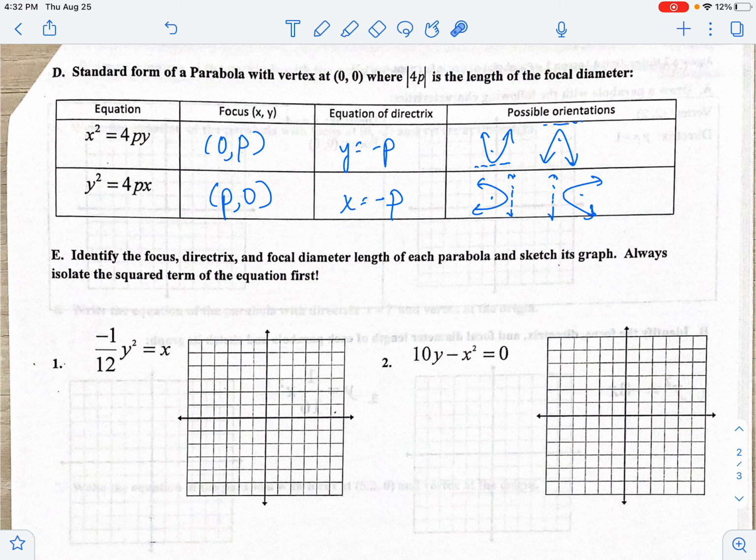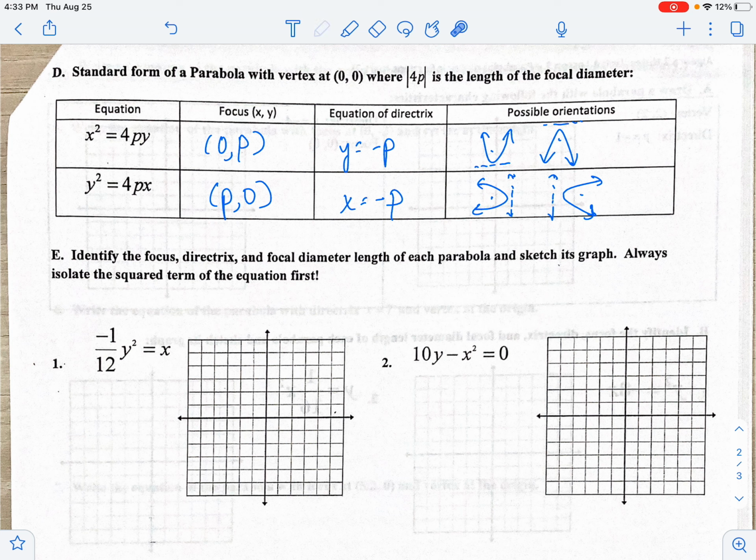Okay. We want it to look like one of these equations, so that we can actually associate the number to the right equation. We don't want to set something equal that actually aren't equal. So for example, this first one, negative 1 over 12 times y squared equals x. That's really close to the second one. But if you notice, there's nothing next to y squared. But in our equation, we have a negative 1 over 12. So we need to isolate y squared first before we can start figuring out what p is.